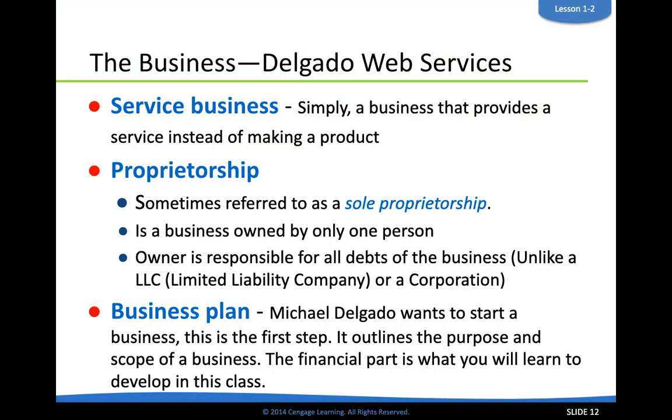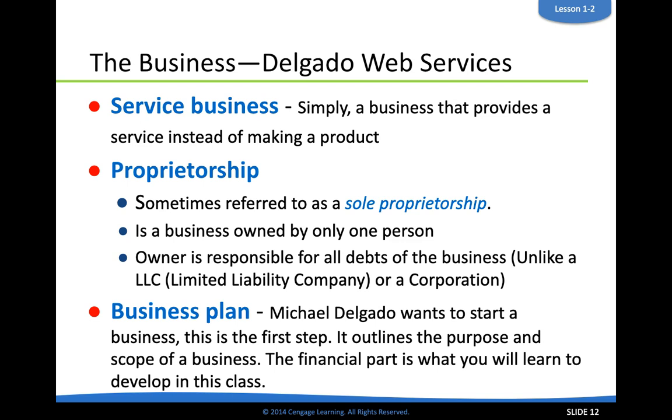So let's remember, again, we're going to be dealing with this business, Delgado Web Services. It was started by this guy, Michael Delgado. And so for our purposes, just know that this business is set up as a proprietorship. It is sometimes referred to as a sole proprietorship, but it is just a business owned only by one person. And so in this case, Michael Delgado set up this Delgado Web Services as a service business. It's a business that provides a service, for example, instead of something like making a product. So he designs websites for other businesses, and that's his business model.